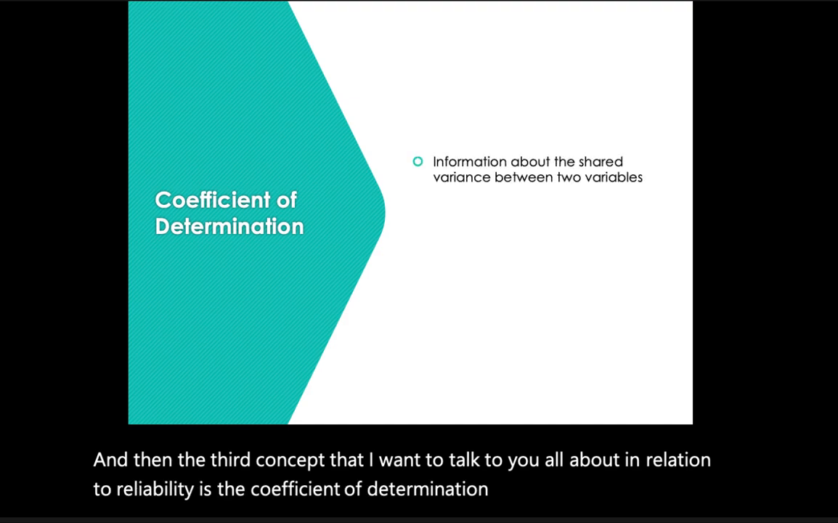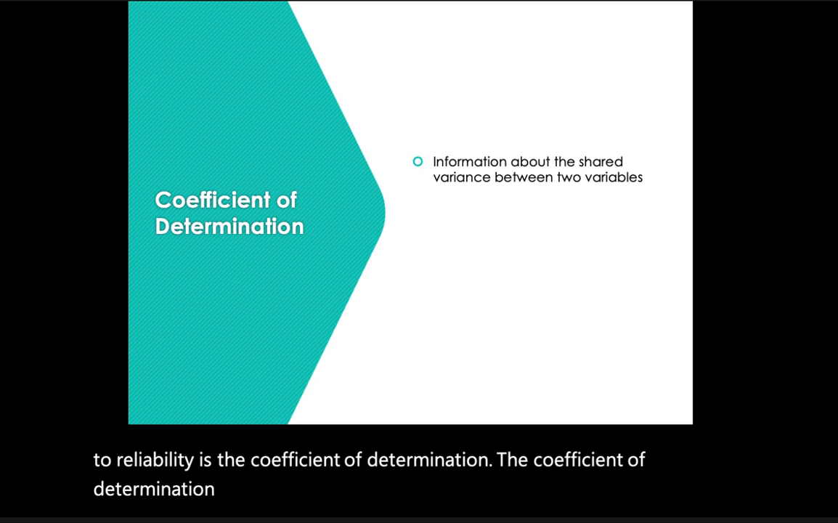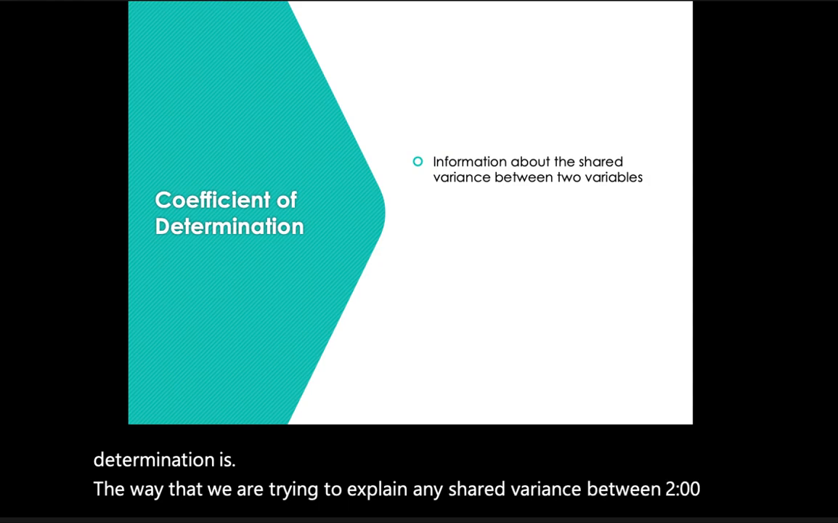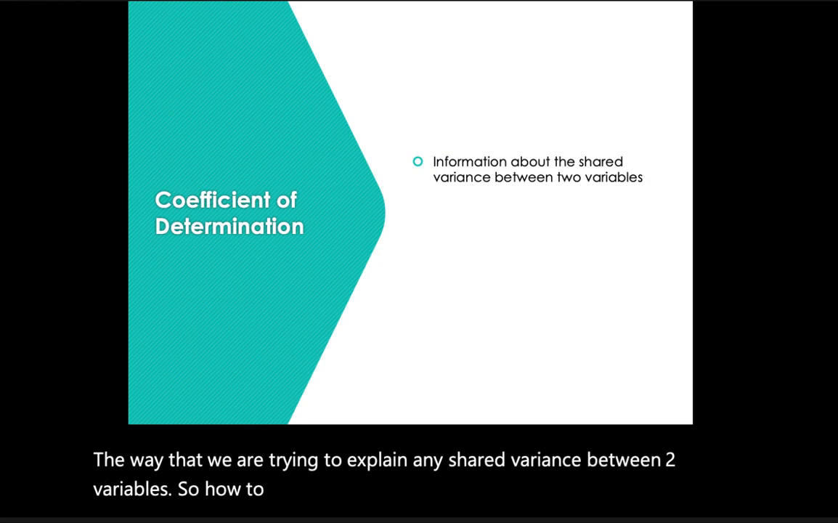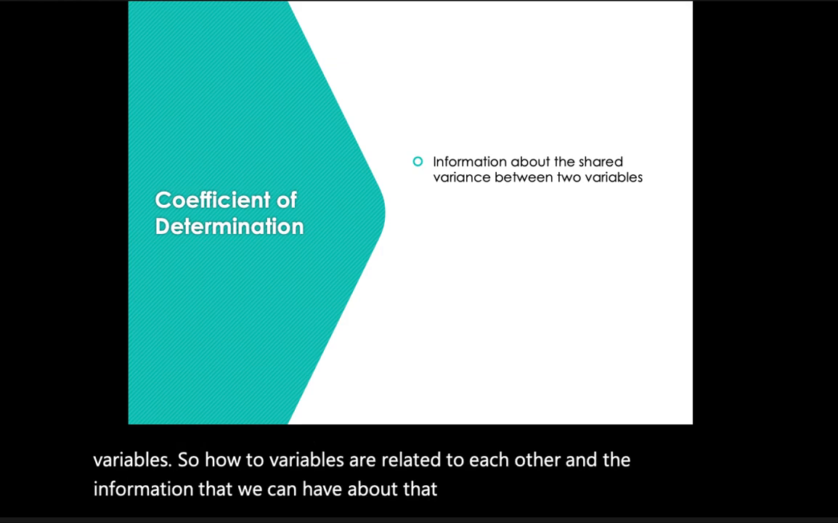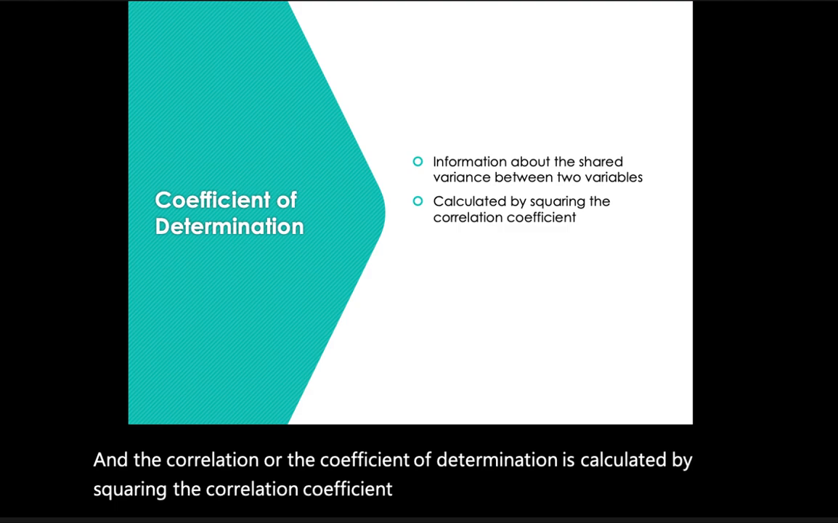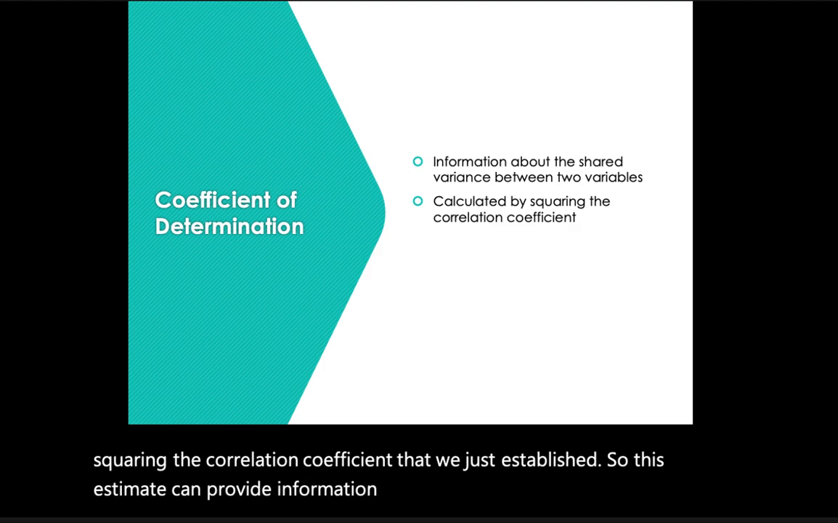The coefficient of determination is the way that we are trying to explain any shared variance between two variables, so how two variables are related to each other and the information that we can have about that shared relationship. The coefficient of determination is calculated by squaring the correlation coefficient that we just established. So this estimate can provide information regarding the amount of shared variance between two sets of measures.